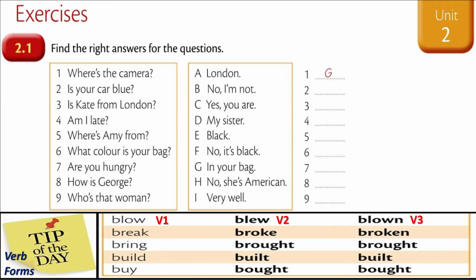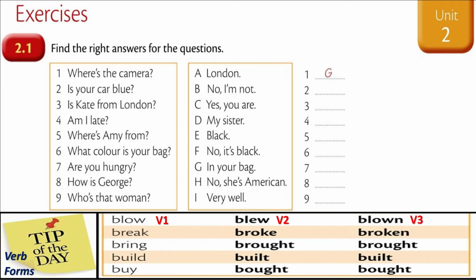Number 4. Am I late? Yes, you are. Number 5. Where is Emmy from? A. London. Number 6. What color is your bag? E. Black. Number 7. Are you hungry? B. No, I am not. Number 8. How is George? I. Very well. Number 9. Who's that woman? D. My sister.